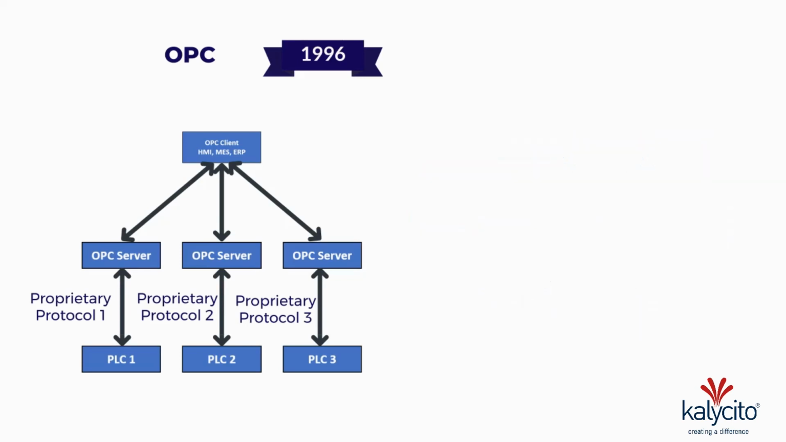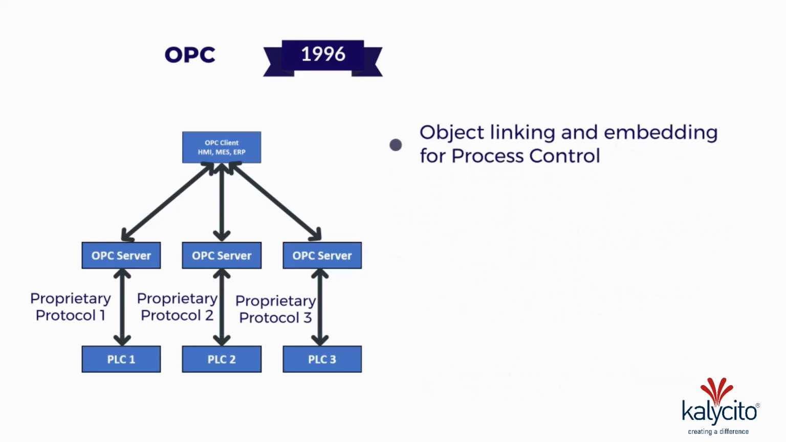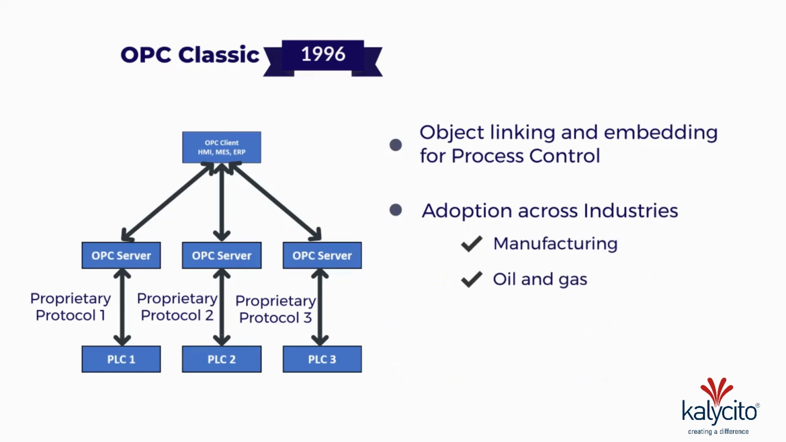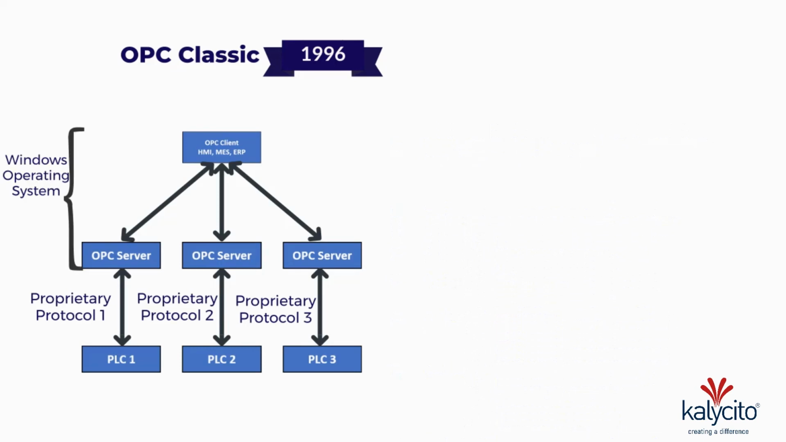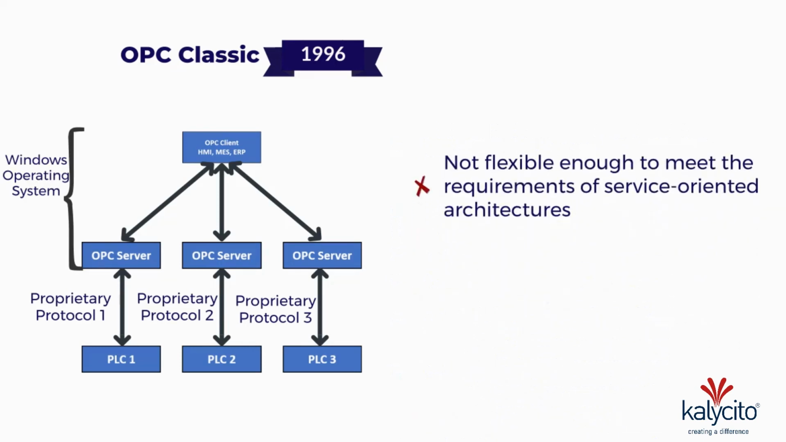OPC was abbreviated as Object Linking and Embedding (OLE) for process control. Today, it is known as OPC Classic and has seen adoption across industries such as manufacturing, oil and gas, and building automation over the years. However, it is restricted to the Windows operating system and is not flexible enough to meet the requirements of service-oriented architectures that are now being introduced to modernize manufacturing systems.